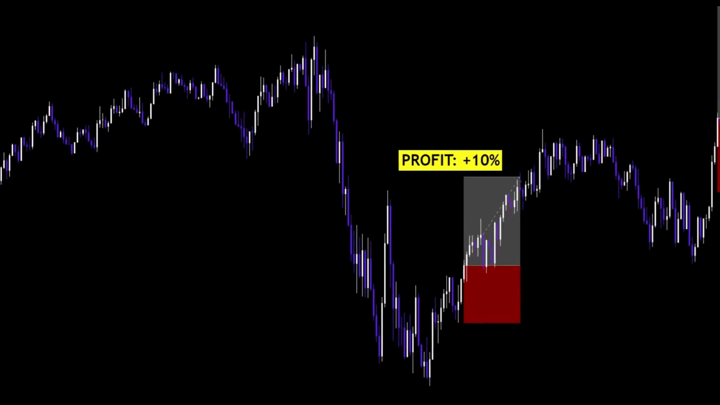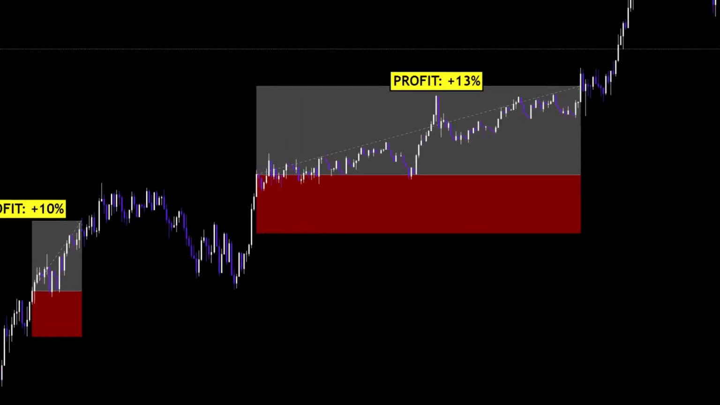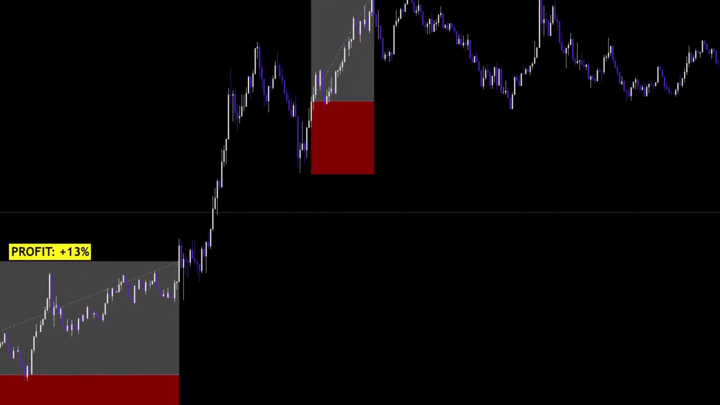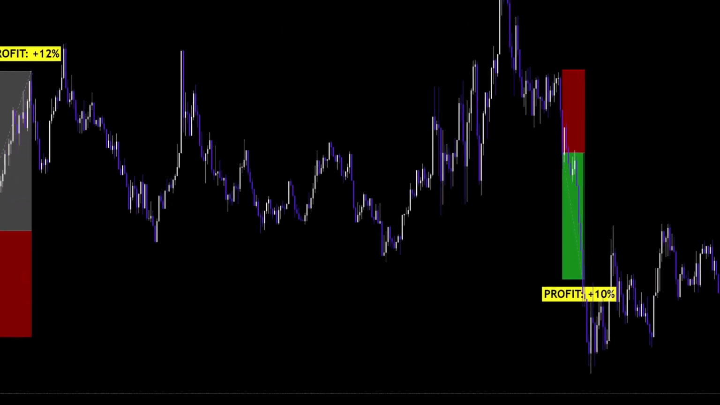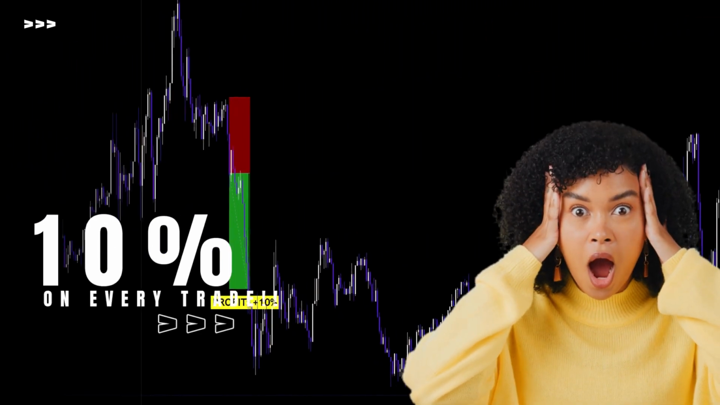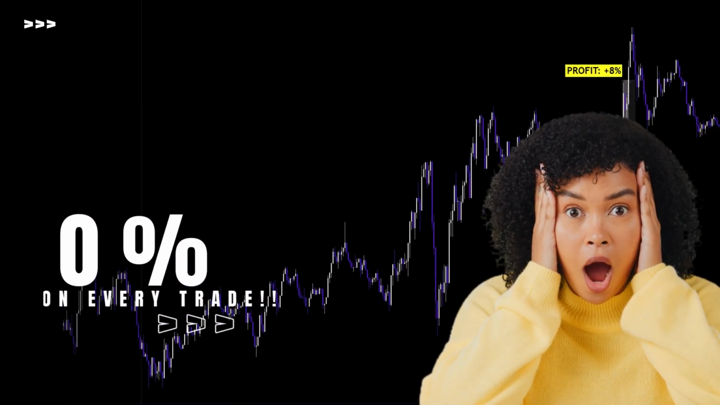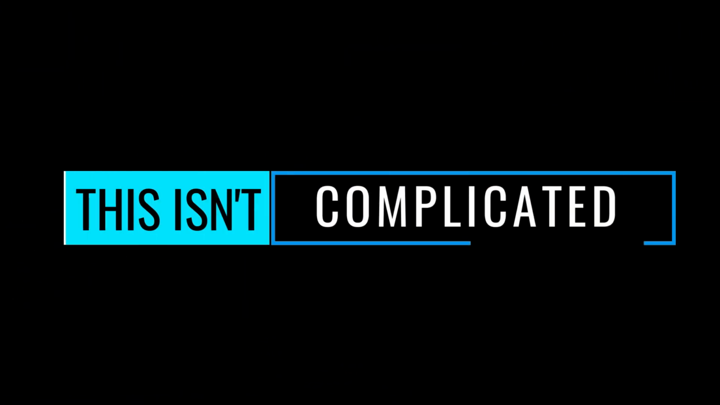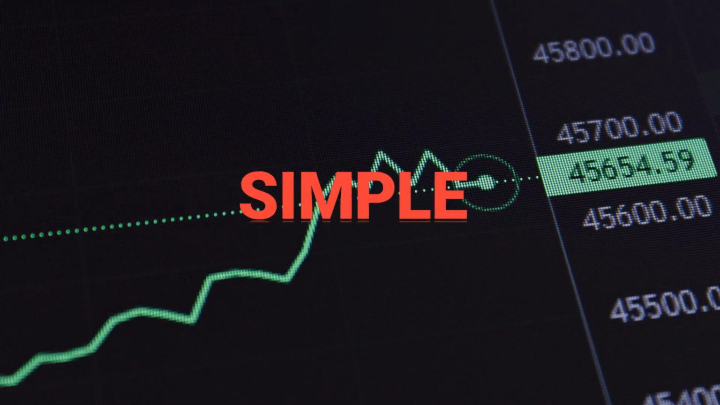I've been testing a crazy simple strategy lately and the results have been impressive. Over 10% profit on each trade. Now I know what you're thinking. 10% on every trade sounds too good to be true, but trust me, this isn't some complicated algorithm. It's actually the opposite, simple.